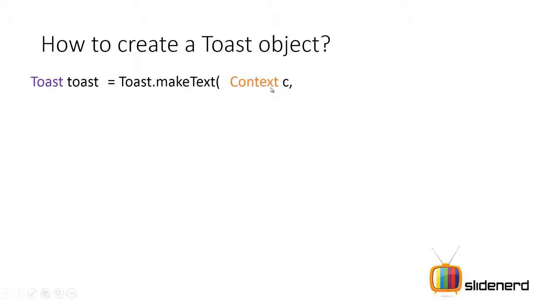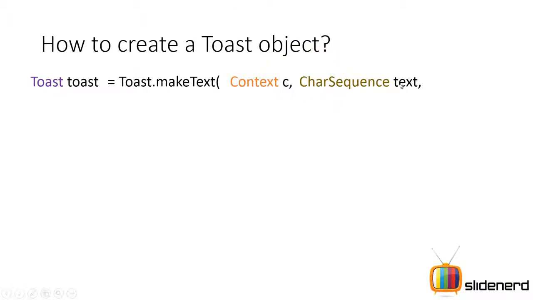Context is a simple way to access resources in Android and access system level services. For example, you can have system level services like GPS, alarm service, notification service, and so on. So context gives you access to those services, and you need to pass a reference to this context inside your Toast object when you're creating it.